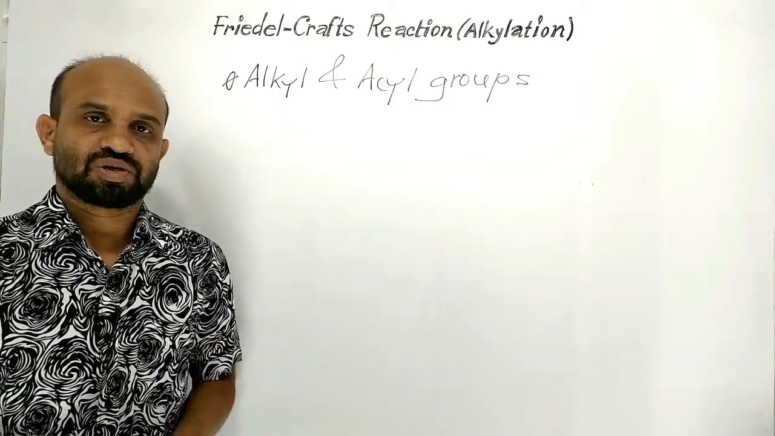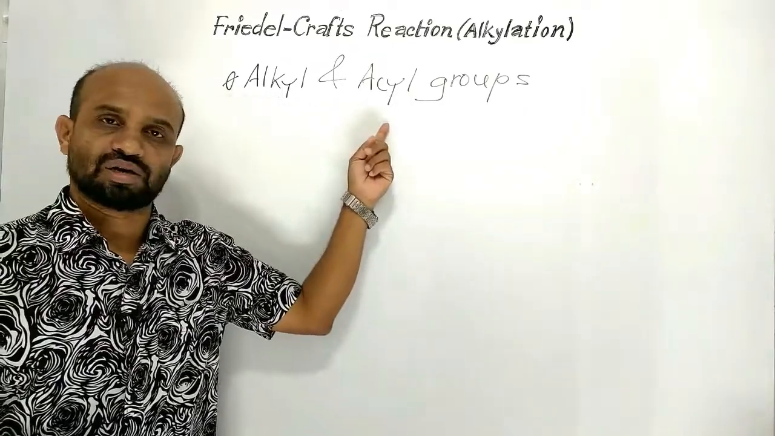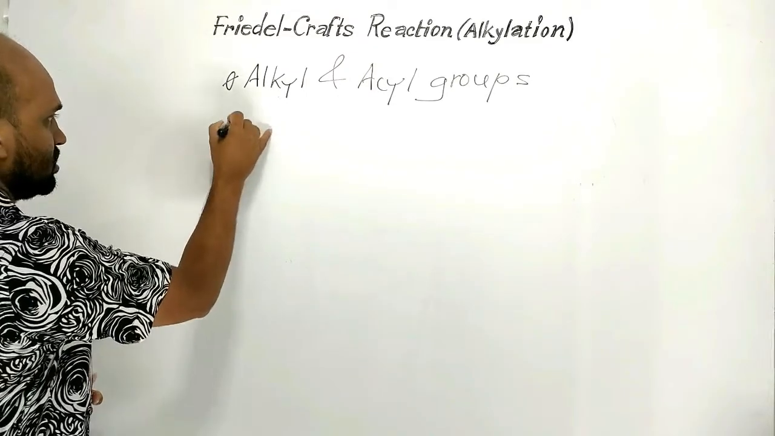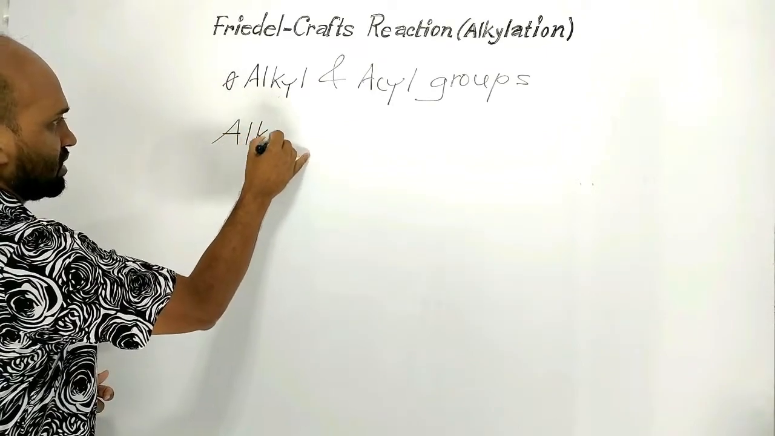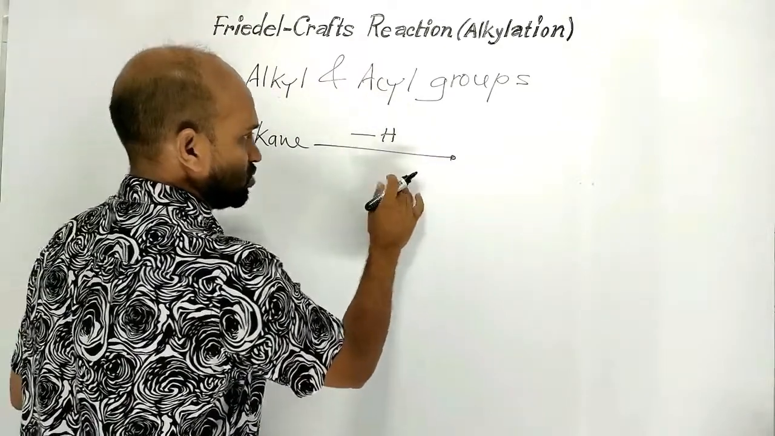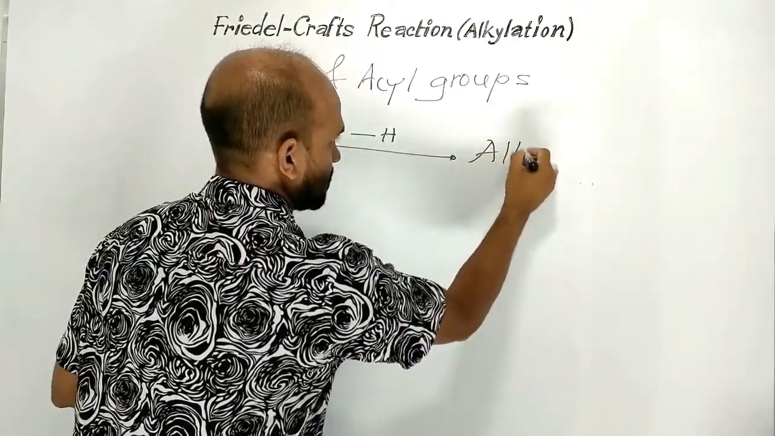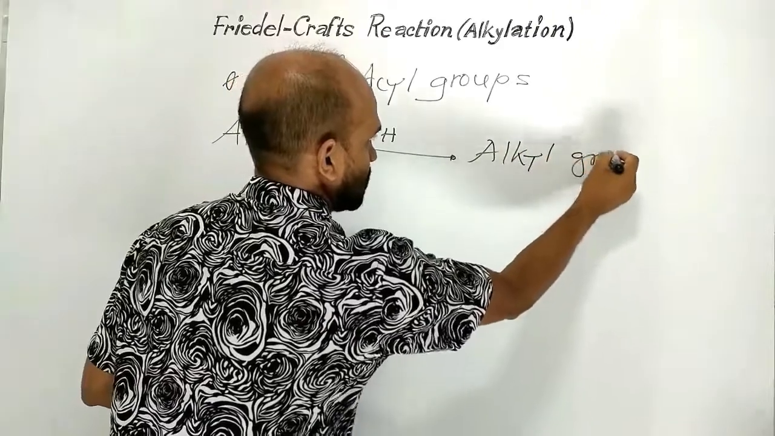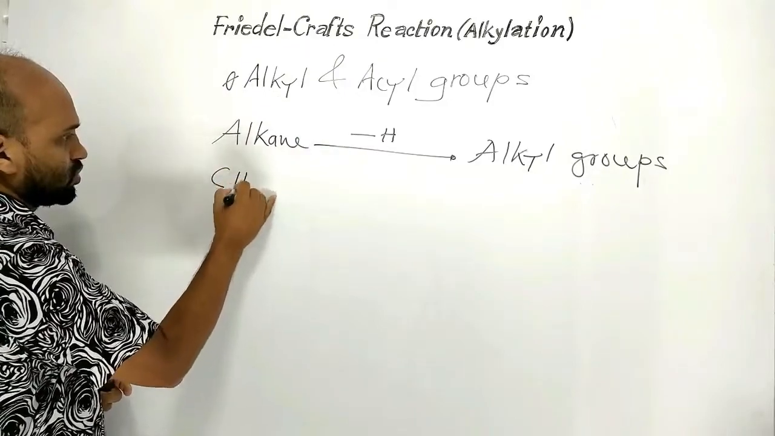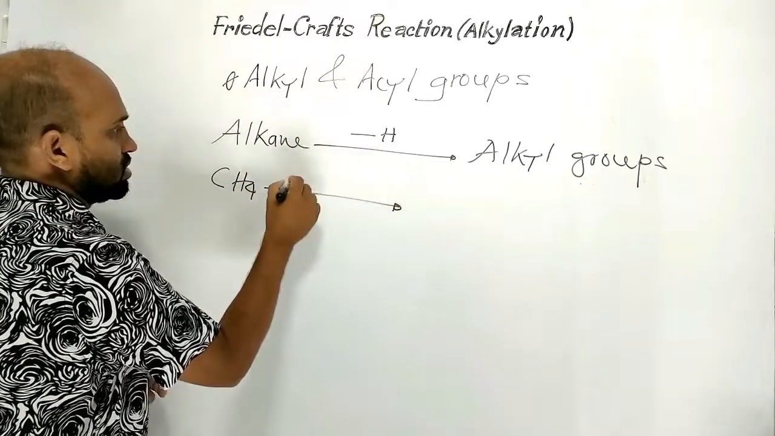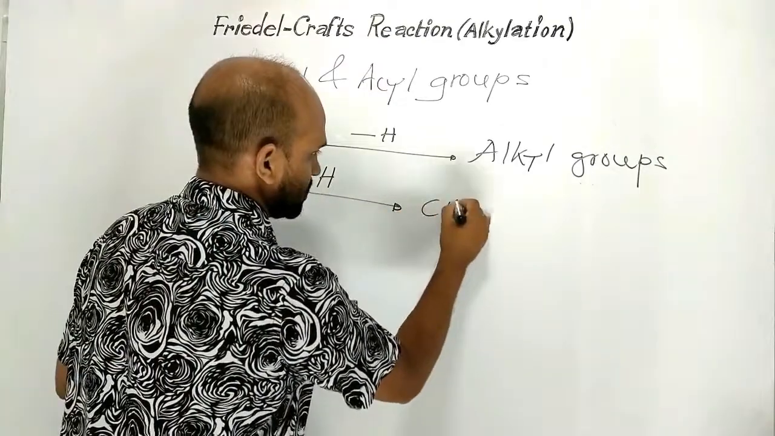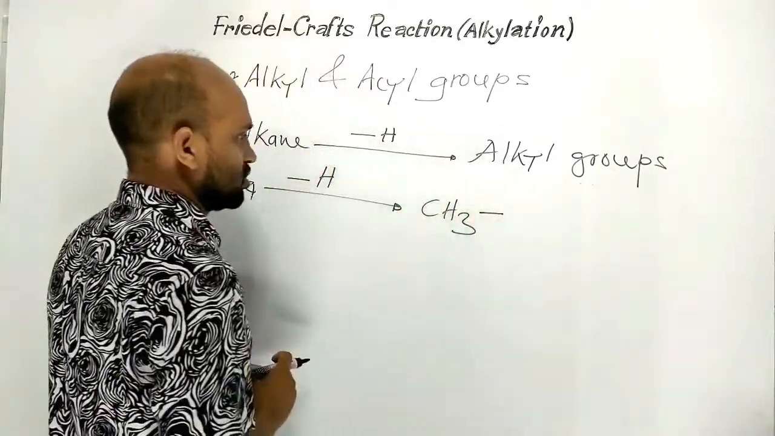The very first point is alkyl and acyl groups. Let's see. When from alkane one hydrogen atom is removed, then alkyl groups are obtained. For example, from methane, if one hydrogen atom is removed, then methyl group is obtained.